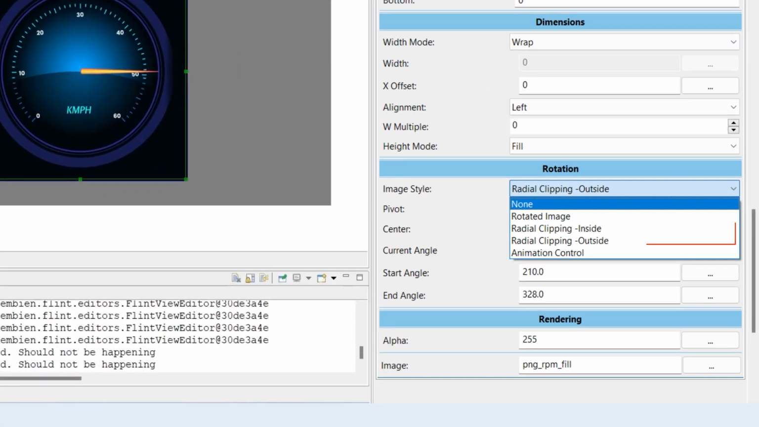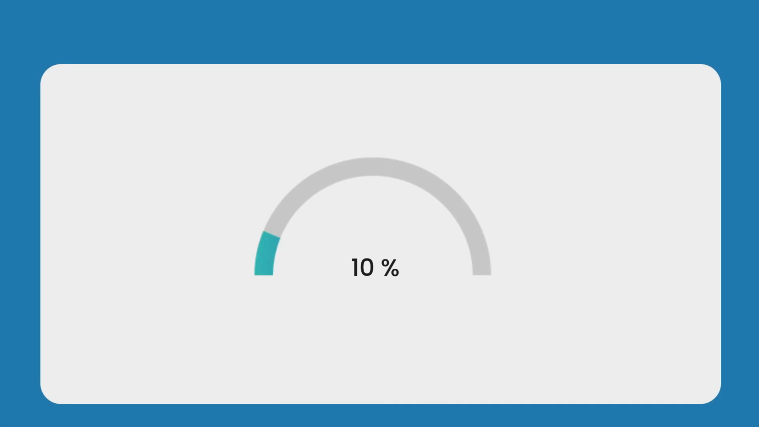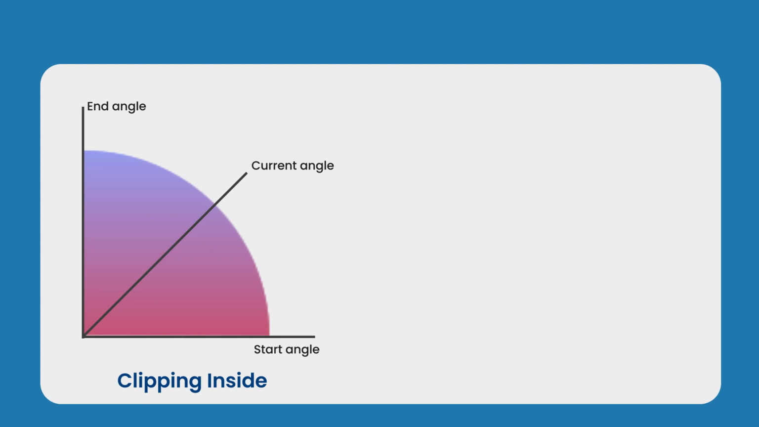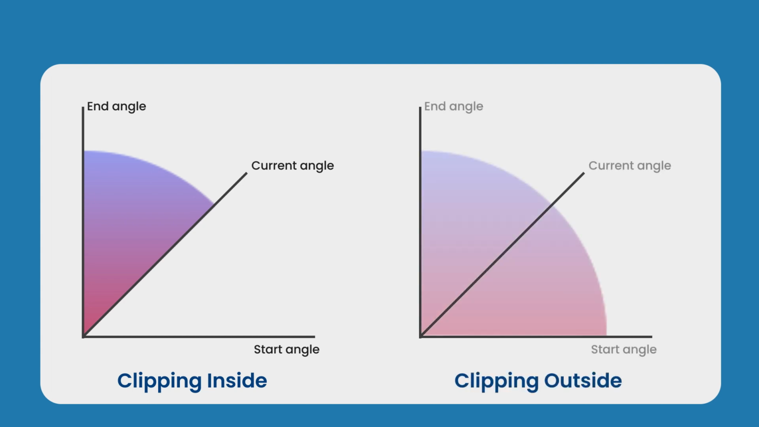Next is the radial clipping, inside and outside. A radial clipping option allows a user to specify a specific region of an image to display, with the rest being clipped or masked. In radial clipping inside, the image region between the start angle and current angle will be clipped. The rest of the image region, that is, between the current angle and the end angle of the image will be shown. In radial clipping outside, the current angle and the end angle of the image region will be clipped, and the start and the current angle of the image will be shown.